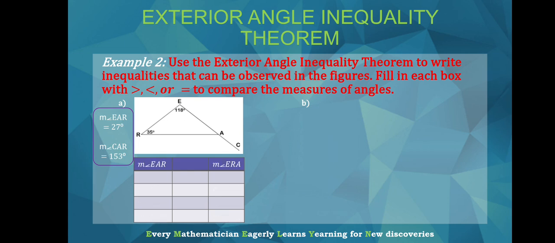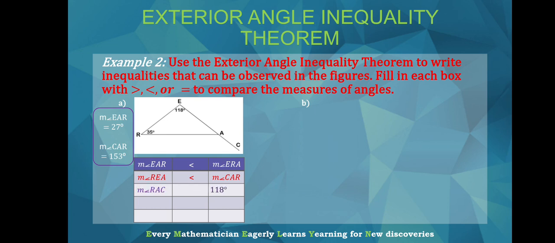Measure of angle EAR blank measure of angle ERA. The answer is less than, because measure of angle EAR is 27 degrees while measure of angle ERA is 35 degrees. Next, measure of angle REA blank measure of angle CAR. The answer is also less than, because measure of angle REA is 118 degrees while measure of angle CAR is 153 degrees.